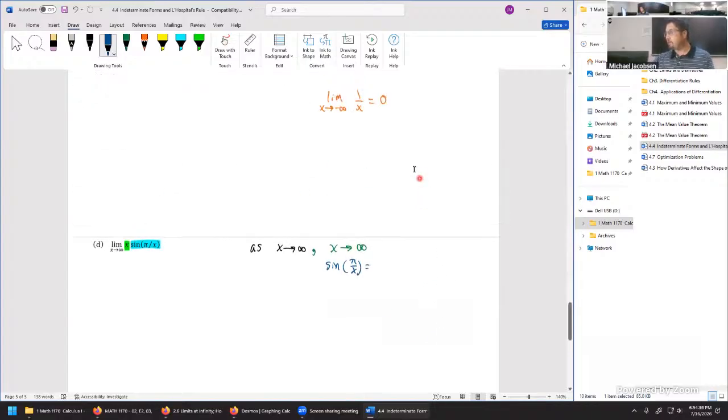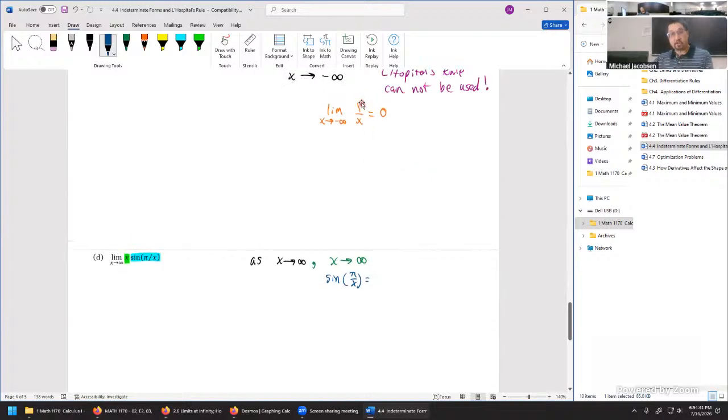Just like on the last limit that we looked at here, 1 over x and the limit is 0. Likewise, we take pi divided by x. As x gets larger and larger, positive infinity or negative infinity, that just becomes 0. So sine pi over x gets closer and closer to sine 0, but sine 0 is 0.